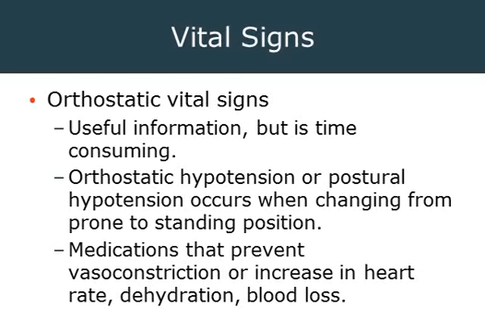We also might want to talk about orthostatic vital signs. Orthostatic vital signs are useful but time-consuming information, and often can become kind of a dangerous situation to be in. So orthostatic vital signs are typical in patients that are becoming hypotensive for various reasons, and in many cases it's due to things like a GI bleed or another type of hemorrhagic shock. Orthostatic hypotension, sometimes called postural hypotension, occurs when we change from a prone to a standing position.